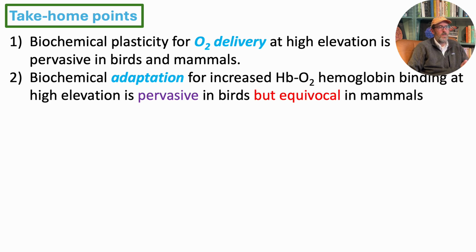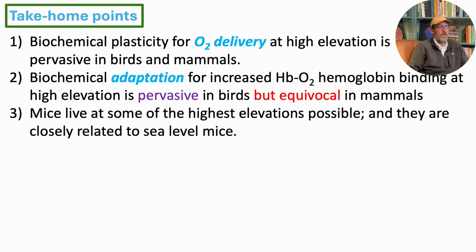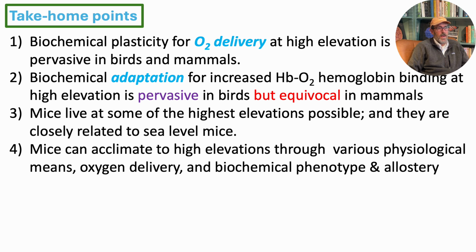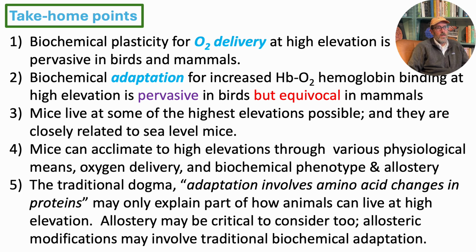Biochemical adaptation for increased hemoglobin oxygen binding at high elevation is pervasive in birds but equivocal in mammals, as they just said. Mice can live at some of the highest elevations possible, and they are closely related to sea level mice, and that's remarkable. Mice can acclimate to high elevations through various physiological means. Oxygen delivery and biochemical phenotype are important, and allostery is very important.